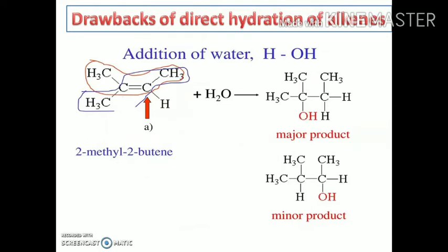The addition follows the Markovnikov rule, and in the case of the Markovnikov rule a carbocation is formed as a transition state. Therefore, this leads to the formation of major and minor products according to the stability of the carbocation.